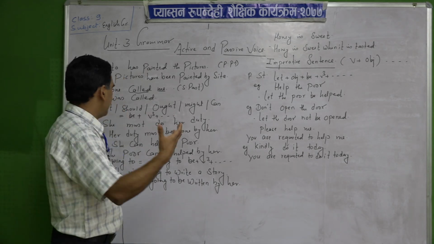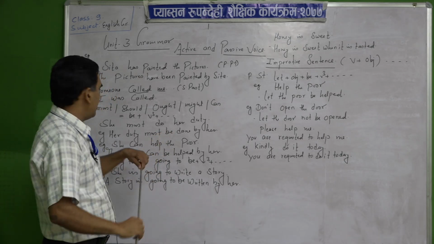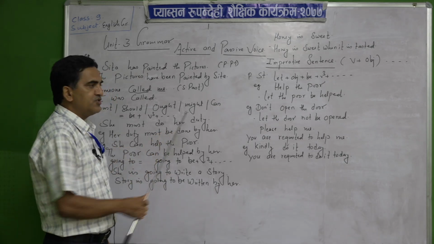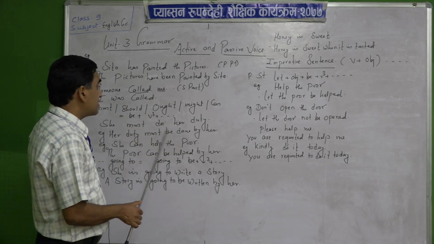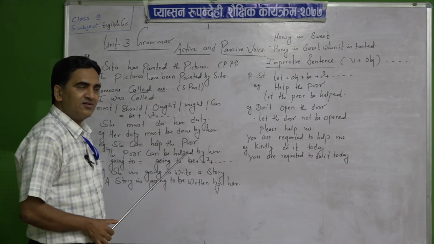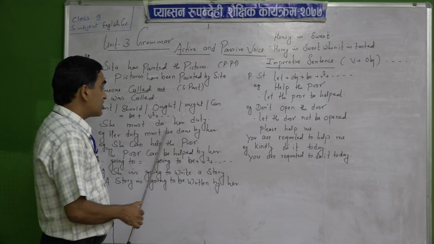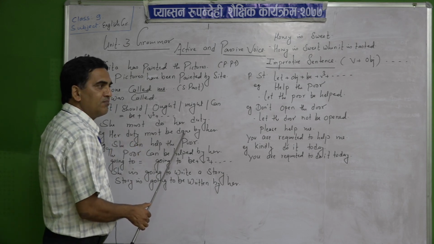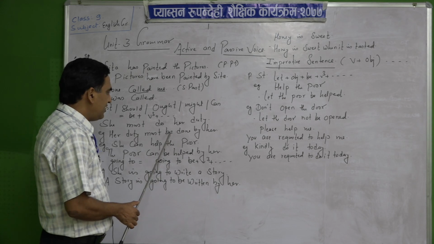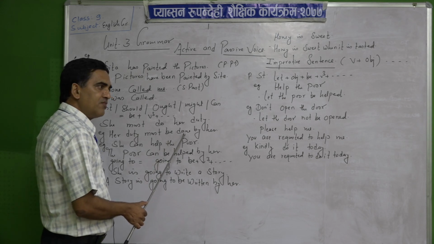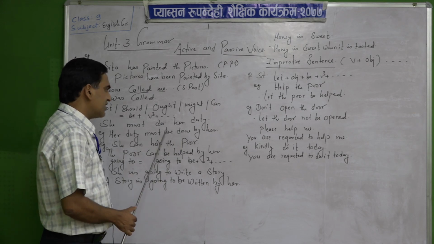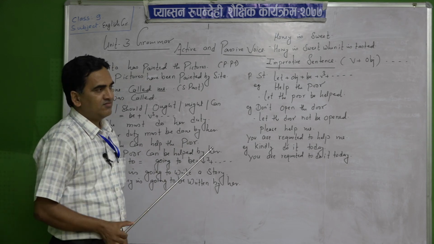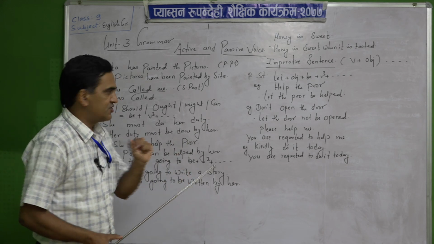For example, my dear students, you can see here, she must do her duty. Her duty must be done by her. Her duty must be done. Done is a B3, past participle. After be, the main verb should be past participle, B3. Now, her duty must be done by her. It is passive voice, my dear students.